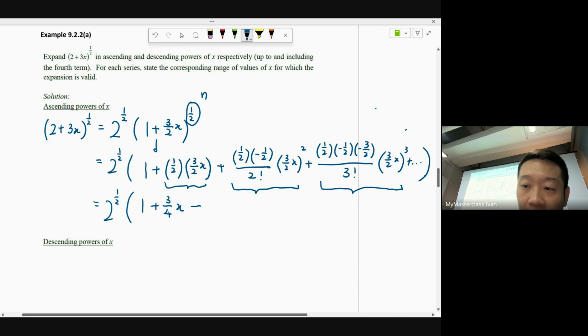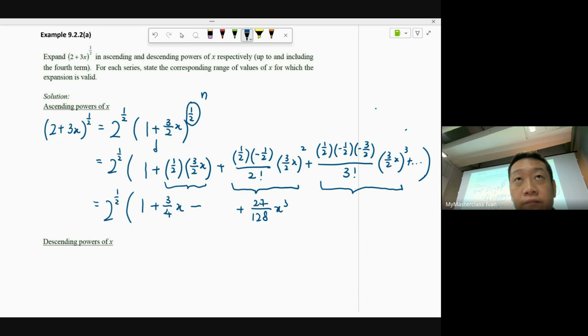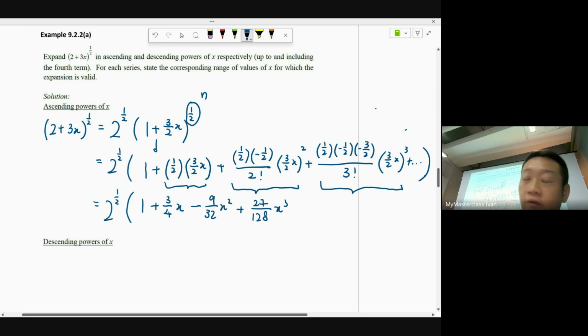Jonathan, tell me. 27 over 128 x cubed. Minus what? Minus 18? No. Then you have to times 3 over 2 square. Right, 32x squared. Free marks.